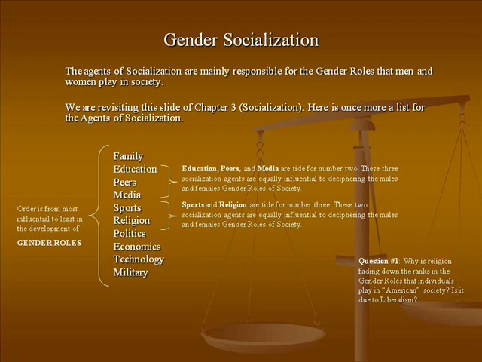The agents of socialization are mainly responsible for the gender roles, right? So society, like I said before, go back to chapter 3. These are the agents of socialization. Education is in charge. Peers and media are in charge of developing labels for what they consider feminine and masculine. The sports, in this case, also big time religion. These are institutions that are, let's just say, at fault for that. Why is religion fading down the ranks in the gender roles? Well, it also goes with the labels. That's a question that I want you to go ahead and meditate on.